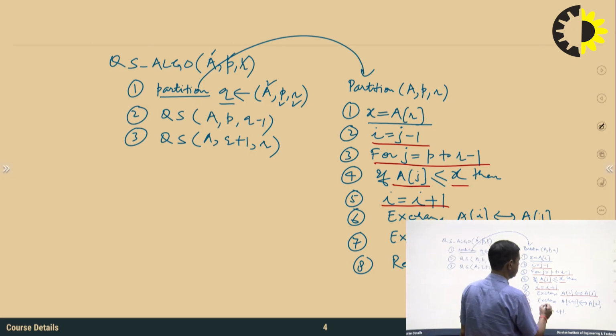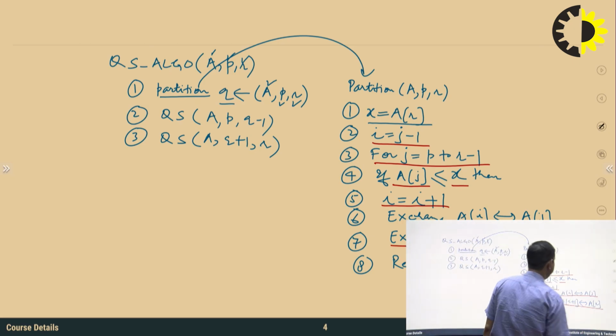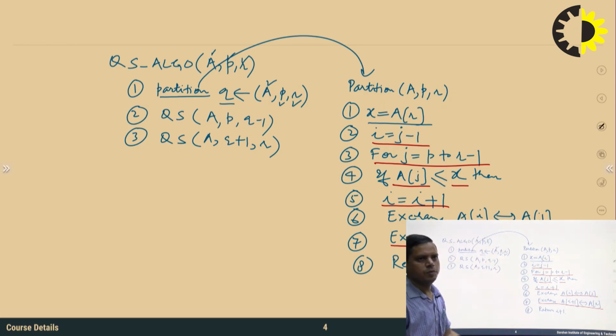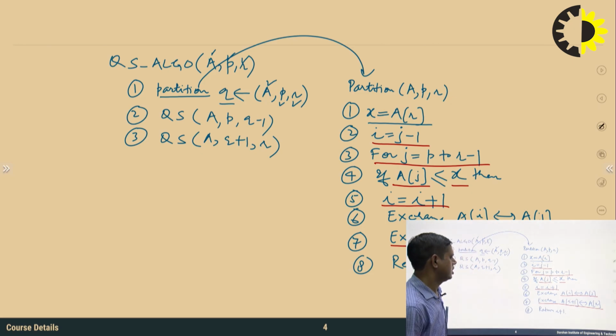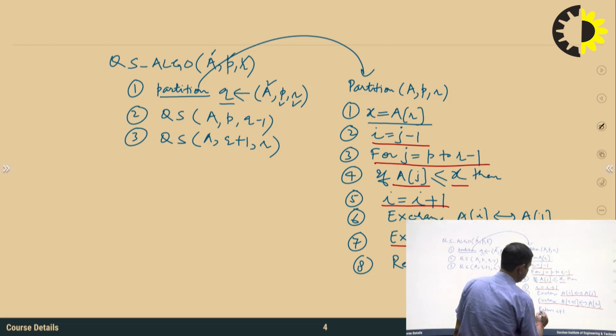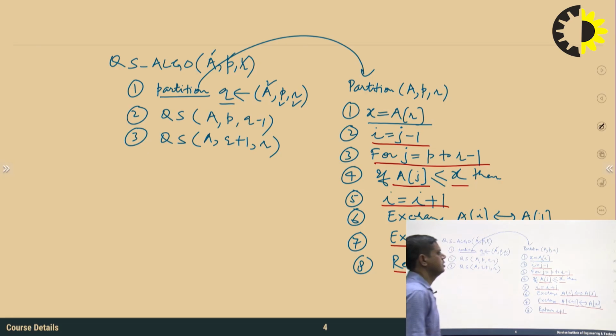And at the last step, what we have to do, we have to exchange: i को हमें इंक्रीमेंट करके इसको पाइवेट एलिमेंट के साथ हमें एक्सचेंज करना है. And finally it will return i+1. So this is the algorithm when we are taking the last element as a pivot element.